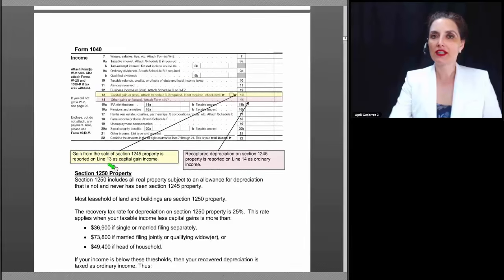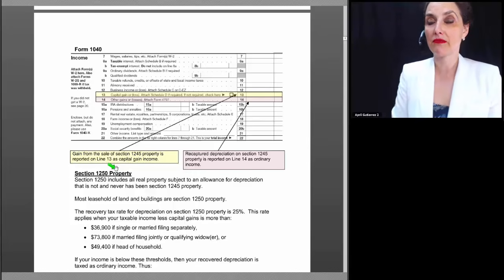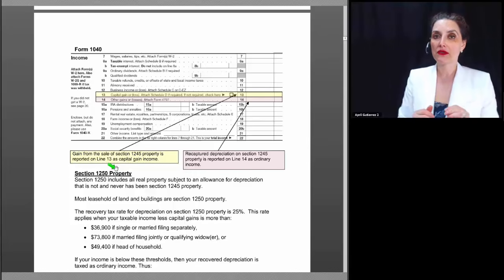When you sell Section 1245 property, and we had that in that exam question, both of those assets happened to be Section 1245 property. They were property held for use in a business. They had been subjected to depreciation. They were sold at a gain, and part of the gain was capital gain and part of it was ordinary gain. And to the extent that you have ordinary gain, that gain is reported on line 14.